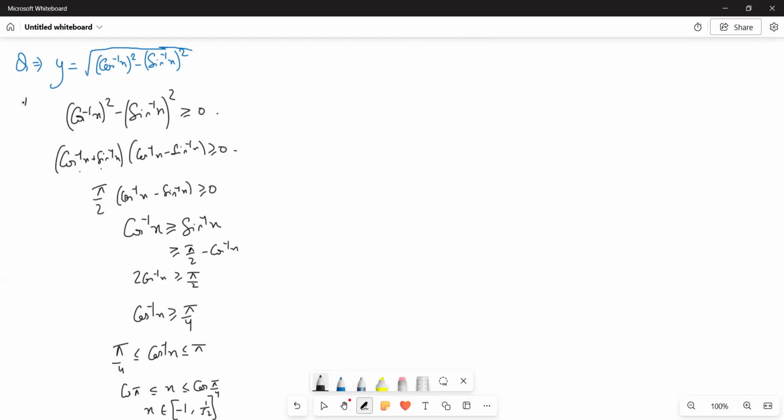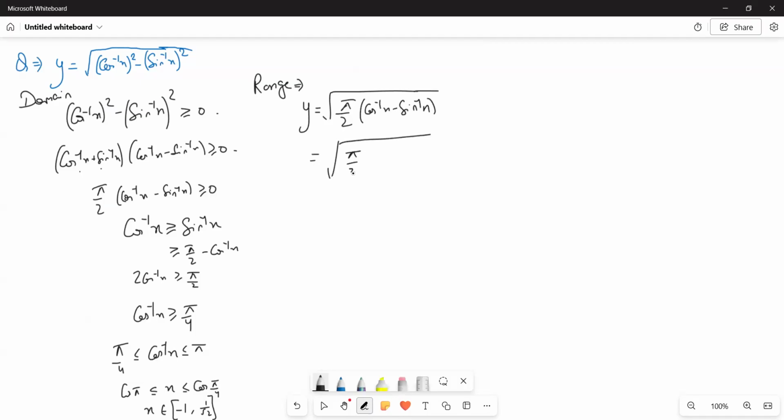Okay, so this is what we have for the domain part. Now for the range part. So range के लिए भी we can again start this simplification in the same way that y is like root over of pi by 2 into cos inverse x minus sin inverse x. और फिर से sin inverse x को कर दिया pi by 2 minus cos inverse, तो that will end up becoming root over of pi by 2 into 2 cos inverse x minus pi by 2. अब then we have a single term of x, तो अब इसका range restriction कर दिया.